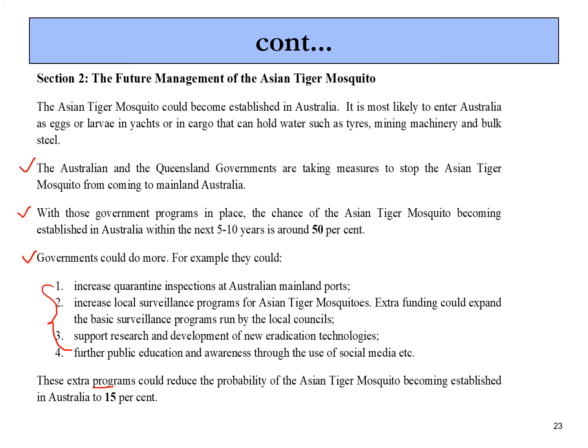So with the current government programs, the chance of this mosquito being established is around 50%. But now, because of your program, you will introduce an extra program, and this extra program could reduce the chances of this mosquito being established in Australia. So you have to come up with your own proposed program as well.